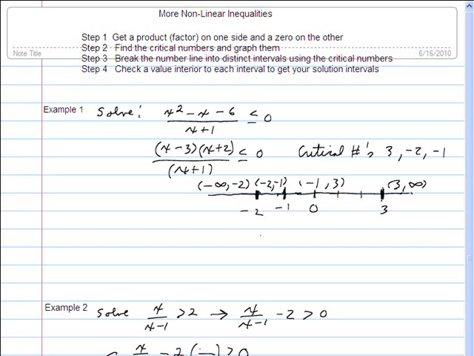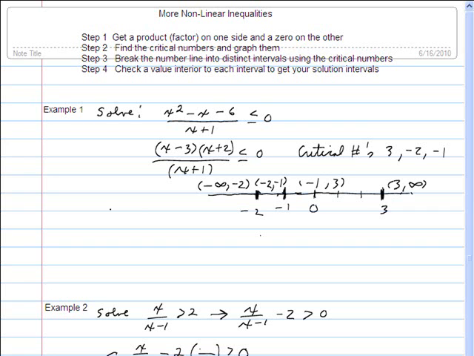Now notice that since I have 3 critical numbers, I now have 4 intervals. The number of intervals is always one more than the number of critical numbers. The first interval goes from negative infinity to negative 2, the second one from negative 2 to negative 1, then negative 1 to 3, 3 to infinity. The critical numbers determine the intervals. Well, let's do our tests now.